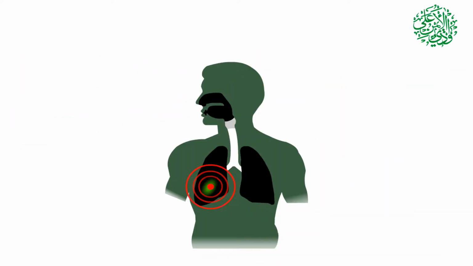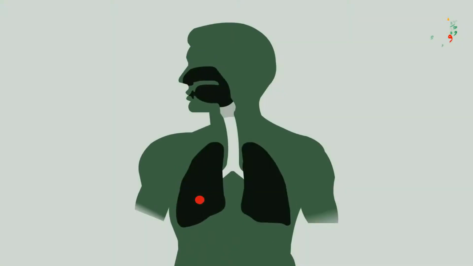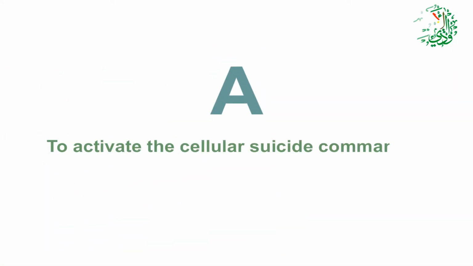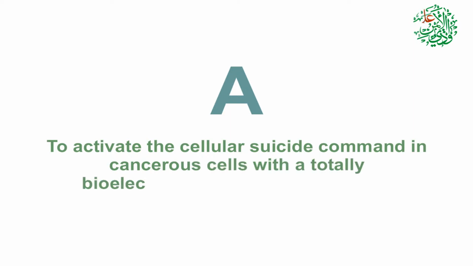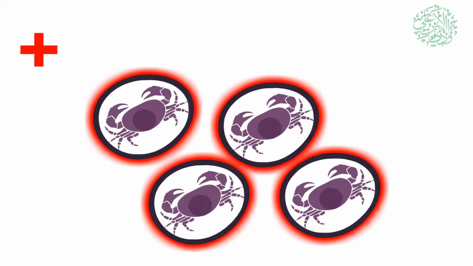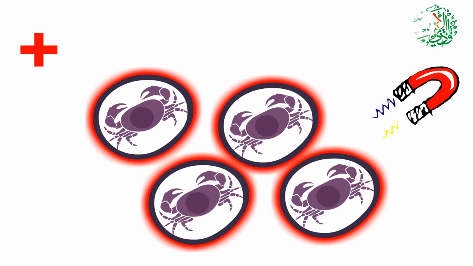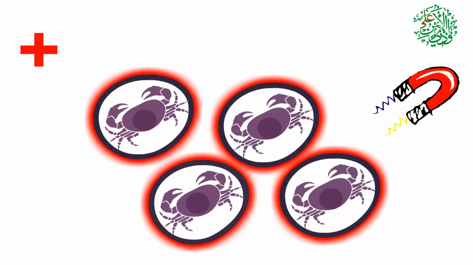We will also explain how to activate the cell suicide bioelectromagnetic command. A. To activate the cellular suicide command in cancerous cells having an overall positive bioelectromagnetic charge, it works in two forms. 1. Increasing the negative bioelectromagnetic charge of the cells. 2. Absorbing the positive bioelectromagnetic charge of the cells.